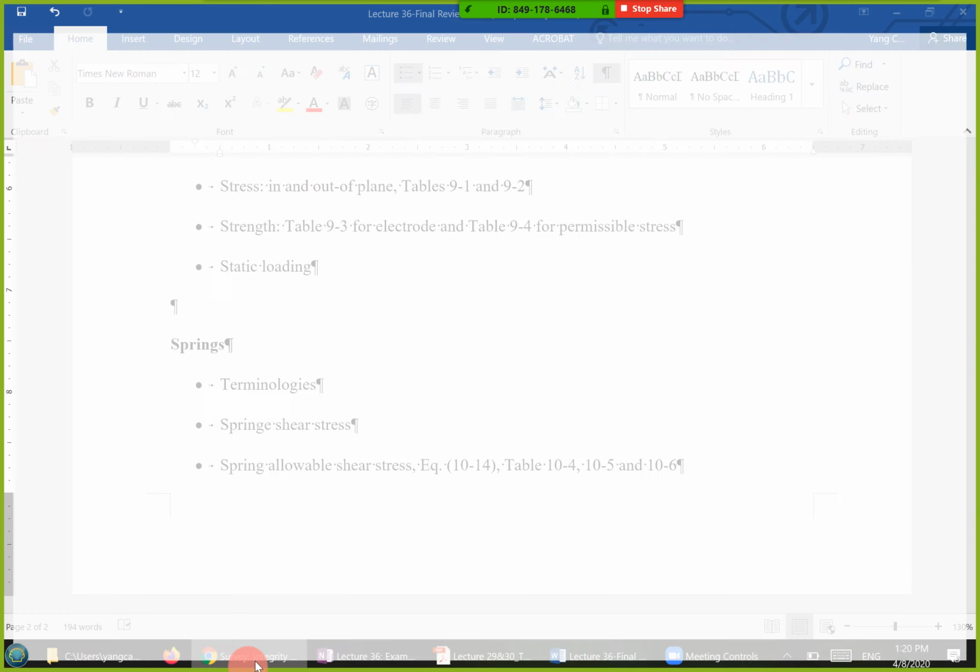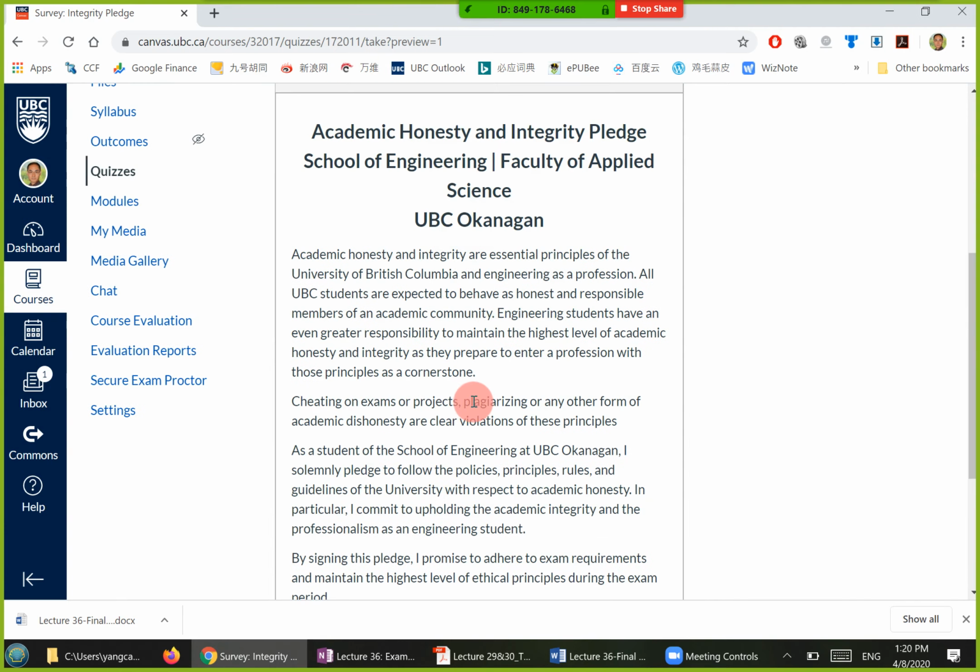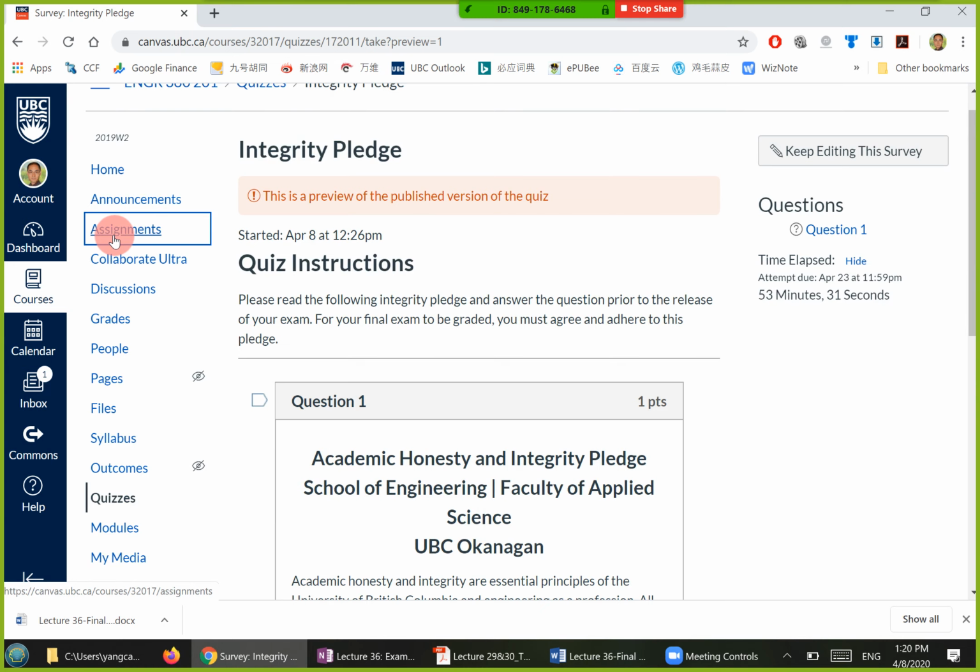After you finish, okay, please make sure you scan it and upload it back to Canvas. Okay. So I will put it under assignments. I haven't created it yet, but I will put it under assignments.